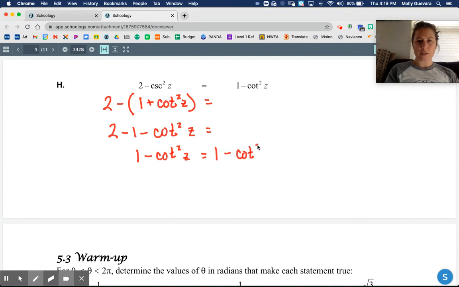That one was a little bit on the easier side. Just recognizing that cosecant squared is equal to 1 plus cotangent squared. And that is one of the ones that we found by dividing. We took the Pythagorean theorem and we divided by sine squared.